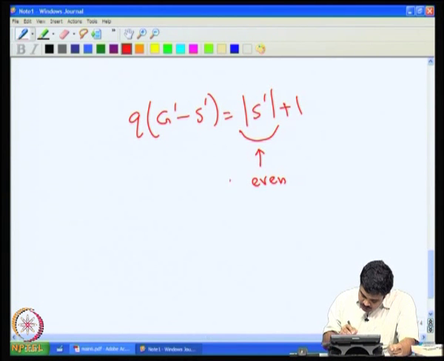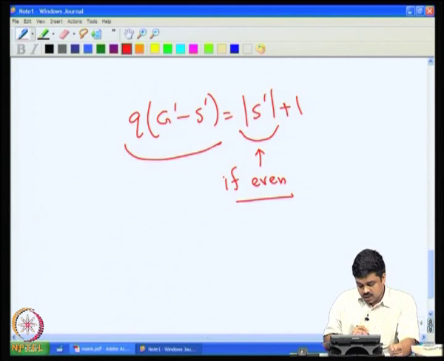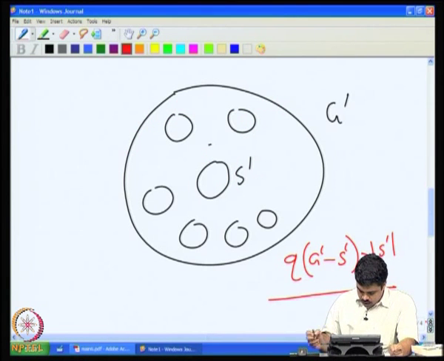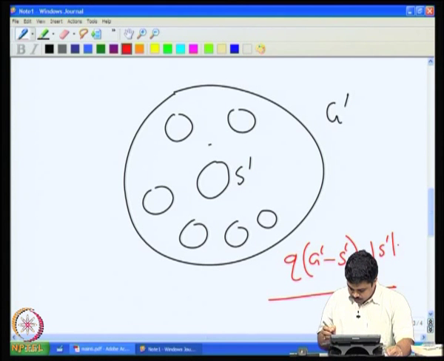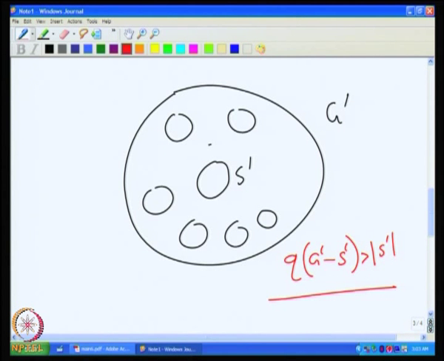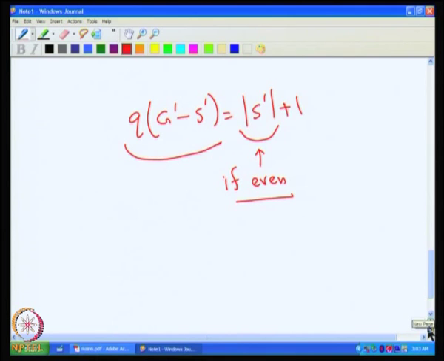Suppose s dash is an even number, suppose if even, then this has to be odd. So the number of odd components is odd. So here, if s dash happens to be an even number and the number of odd components here is odd, then the total number of vertices in the odd components is odd, plus s dash has an even number of vertices. The total happens to be even here. So just a minute.